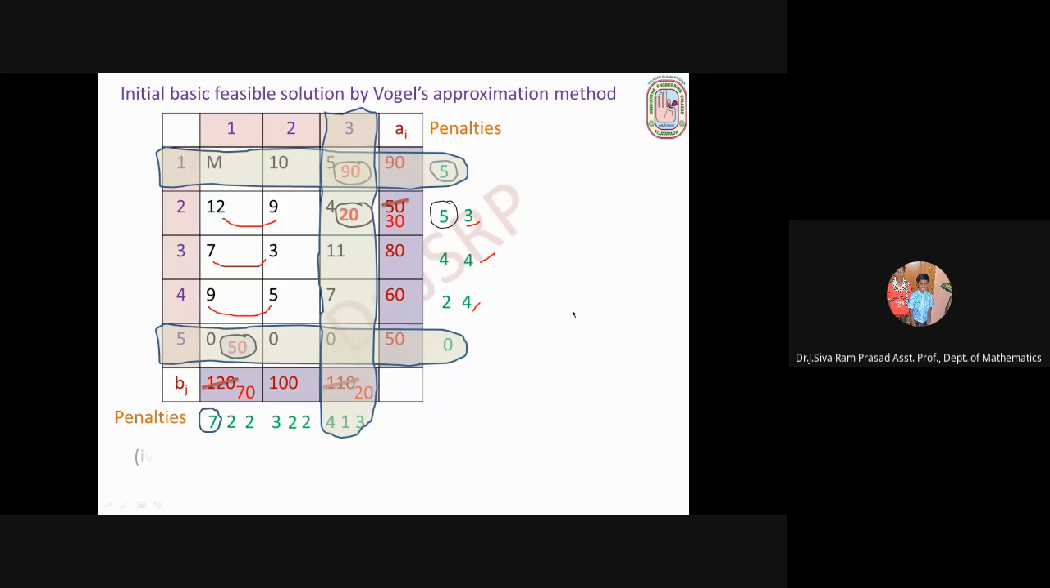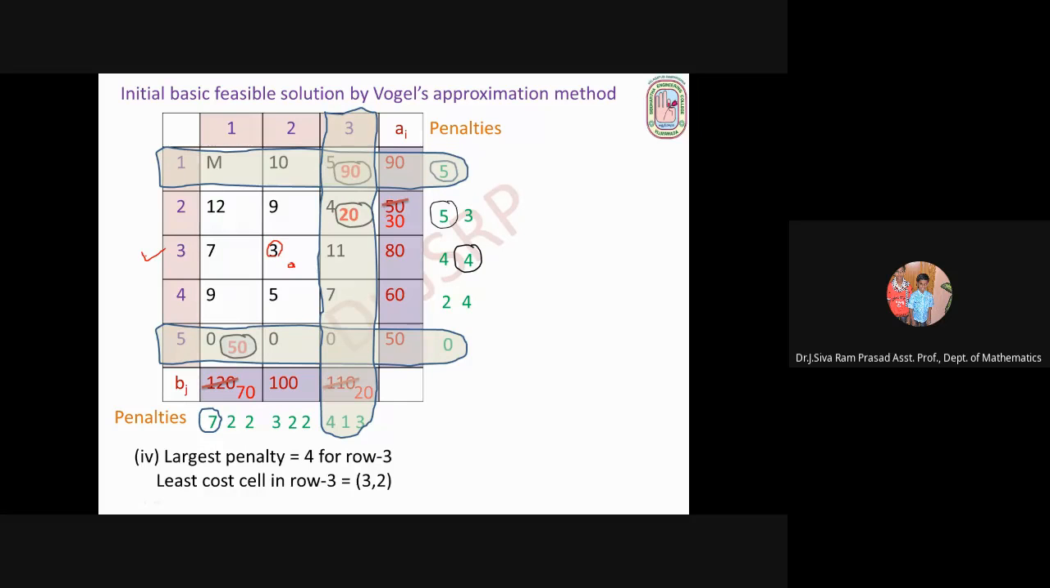Okay, right? So the largest penalty is 4. Again, we have a tie for the largest penalty. That is for row 3 and row 4. Arbitrarily you can take any one. So arbitrarily I take row 3, the largest penalty for row 3. So in row 3, the least cost is 3, that is the 3-2 cell.